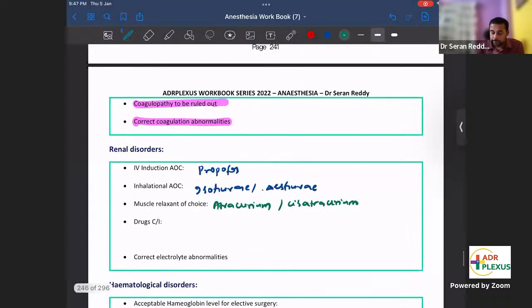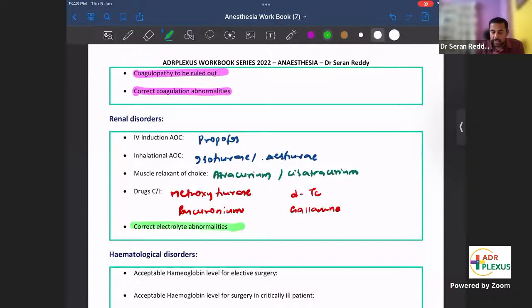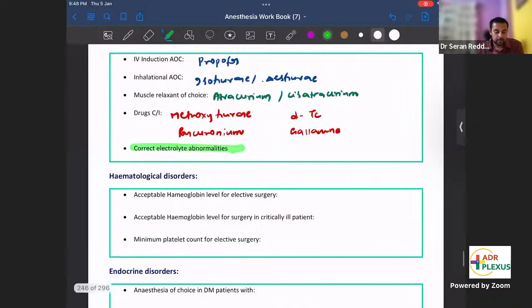For example, the drugs contraindicated: methoxyflurane, which is the most nephrotoxic inhalation agent, which forms high output renal failure, which is vasopressin resistant polyuria. And pancuronium, because elimination is through the kidney. D-tubocurarine, again the same thing, and gallamine. And in renal disorders, please be careful about the electrolyte abnormalities. Correct the electrolyte abnormalities.